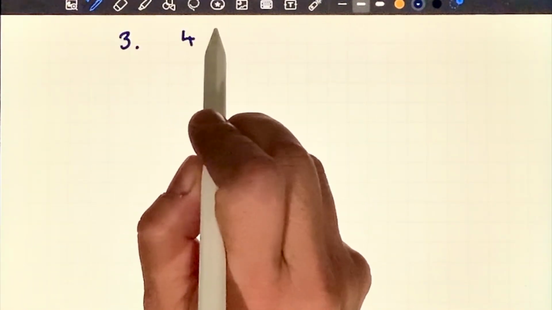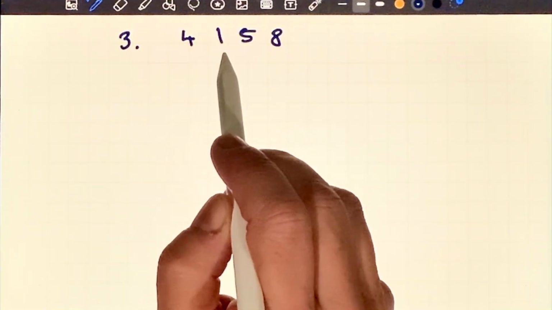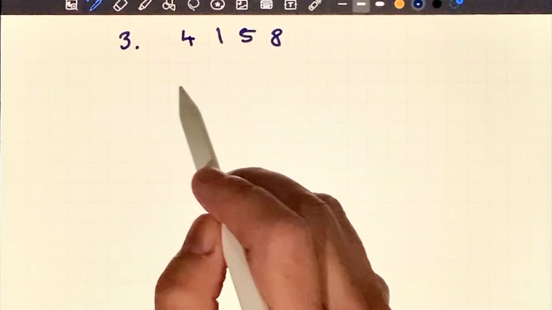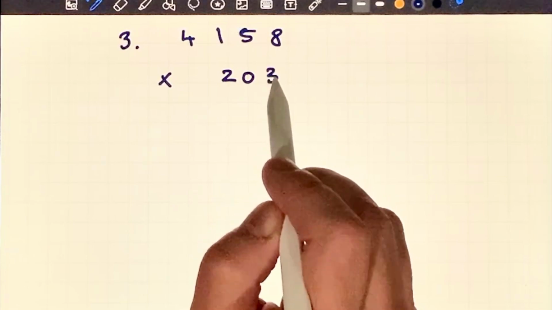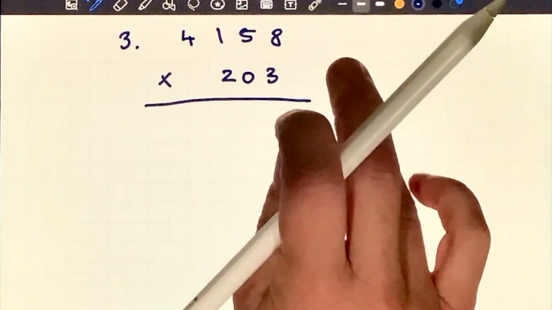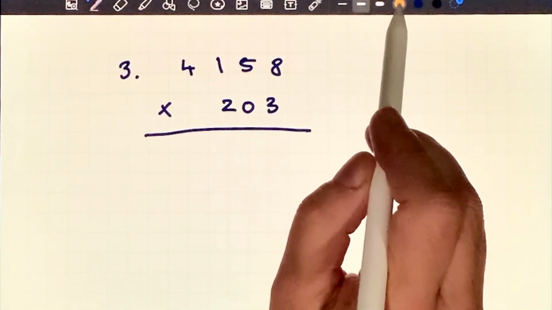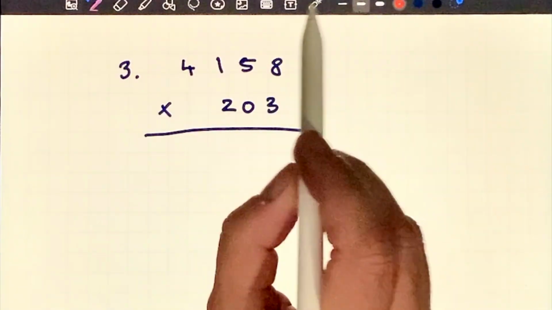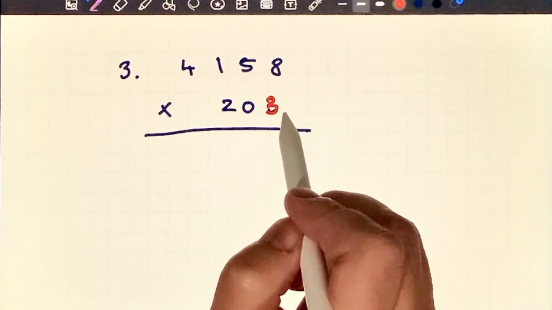This question is asking me to multiply 4,158 by 203. And I'm going to use the same strategy. So I'm going to start with the 3, which is in my units column.